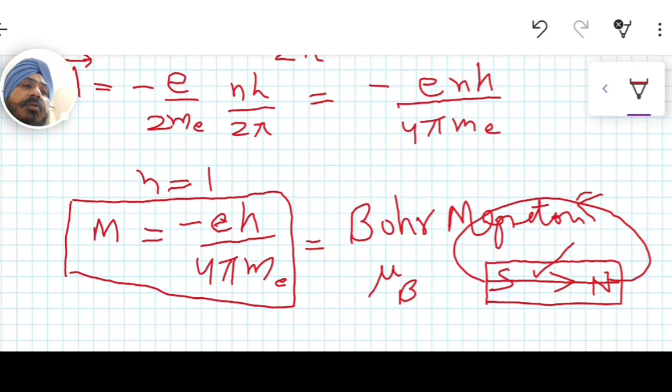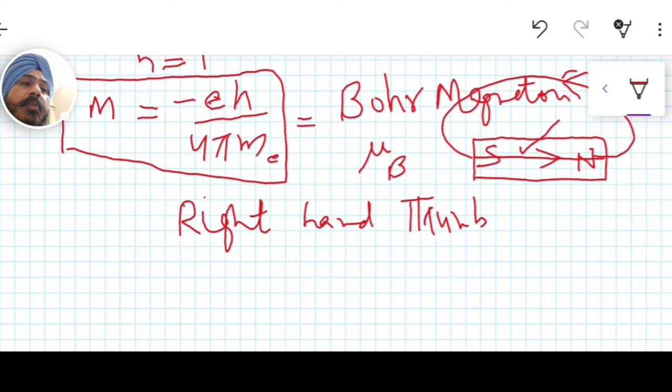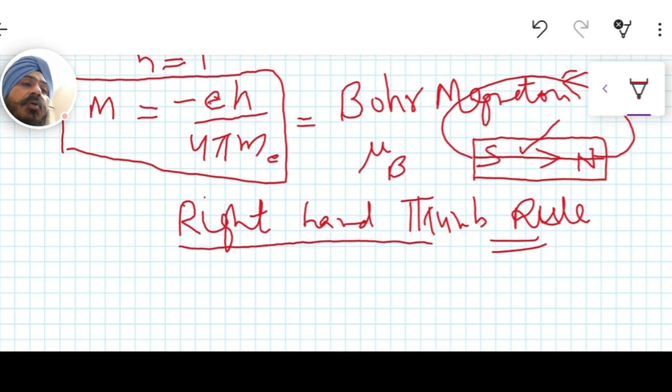You can also find the direction of the magnetic field using the right hand thumb rule. The curling of fingers will tell you the direction of current and the thumb will tell you the direction of the magnetic dipole moment. So this is how we can find the magnetic dipole moment of the electron.